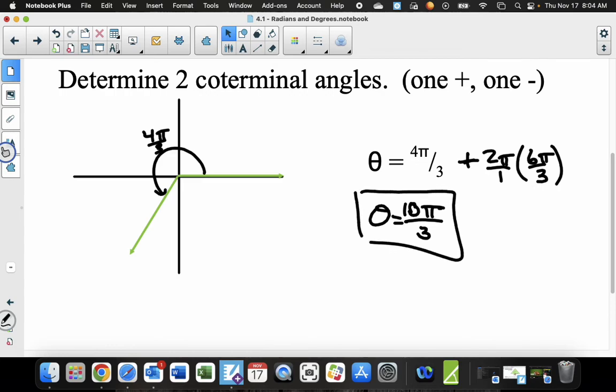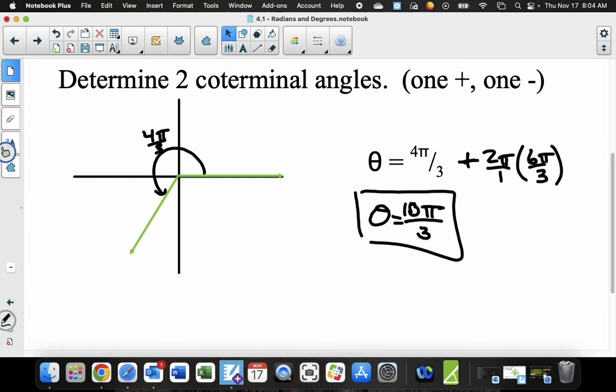So 10 pi over 3 is one coterminal angle. That's if you went, like I said, the 4 pi over 3 plus a whole other time around the circle. You'd end up in the exact same spot. Okay? Now the other part, we could go the other direction.